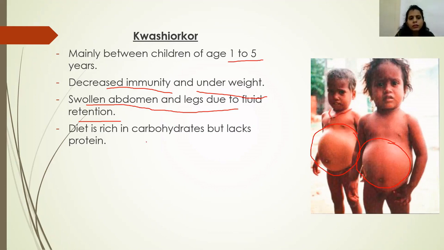Kwashiorkor is mainly caused by a diet rich in carbohydrates but lacking protein. These kids mainly consume only carbohydrates, and there's no protein in the diet. Due to the small amount of protein in the diet, the kids suffer from Kwashiorkor. The symptom by which we can easily identify them is a swollen abdomen, legs, hands or other parts of the body due to fluid retention. Look carefully at the picture: the swollen abdomen of these two kids due to fluid retention is visible.